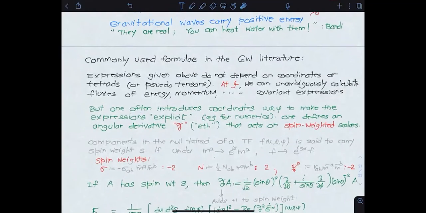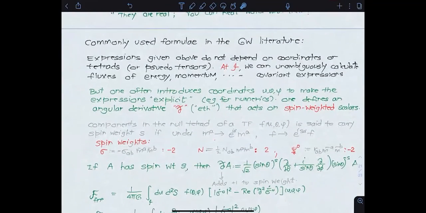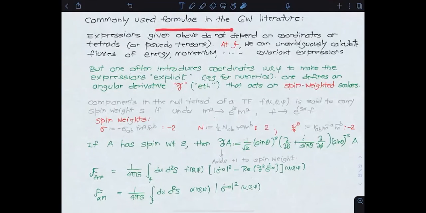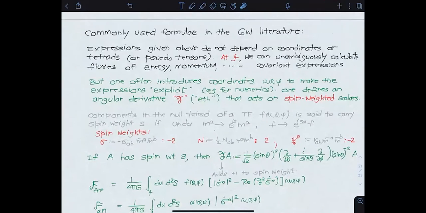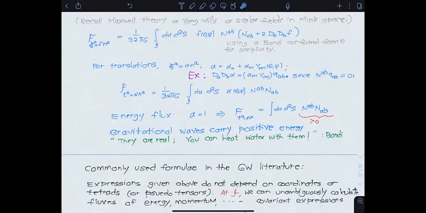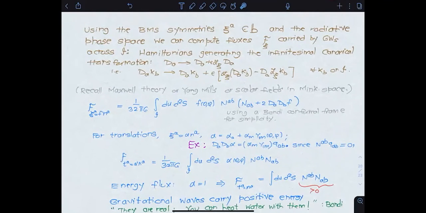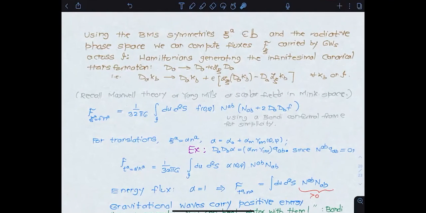Now, there are some commonly used formulae in the literature that I would like to now talk about. And the commonly used formulae in the gravitational wave literature are the following. What I've done here is really invariant language, because somebody asked me in the very first lecture about coordinate invariance and so on. Everything here is invariant. We really don't need coordinates or even tetrads, actually.